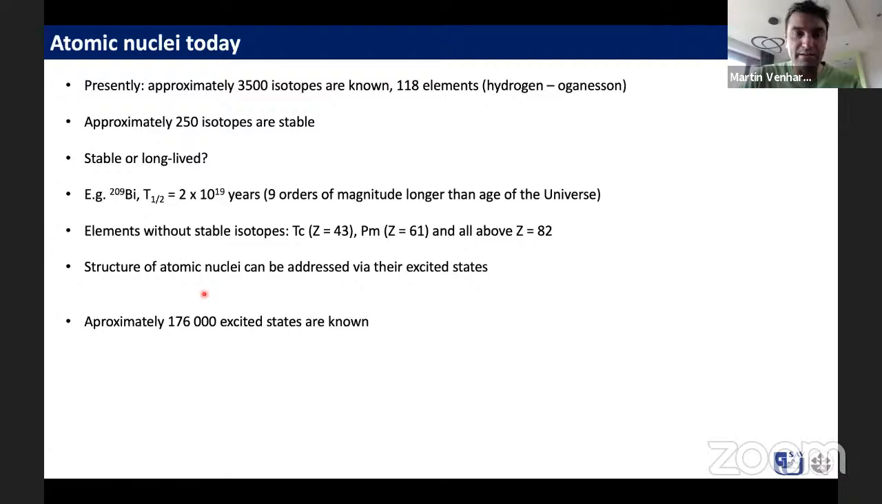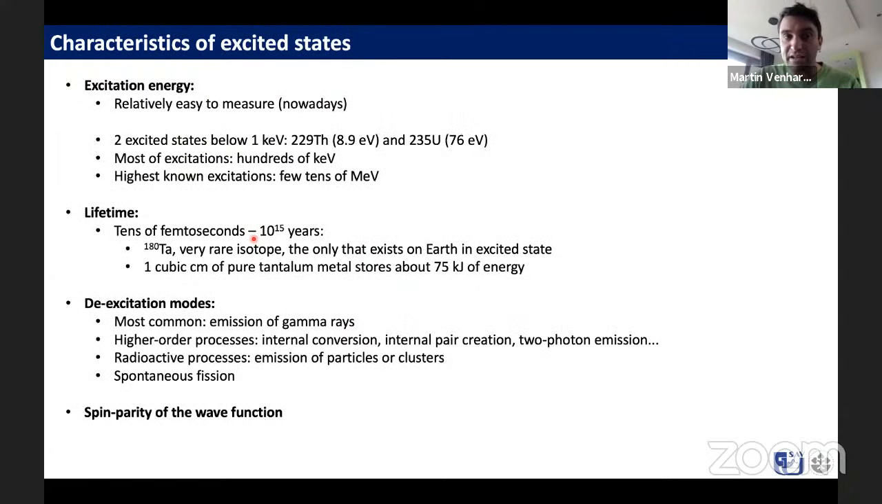And how can we learn something about the structure of atomic nuclei? We can address their structure via their excited states. And in these 3,500 isotopes, there are approximately 176,000 excited states known. What are the characteristics of excited states, which I will be using in this presentation? First is excitation energy, which is relatively easy to measure. Not always, but in most of the cases, it's easiest to think what you can measure. There are two excited states known below 1 keV.